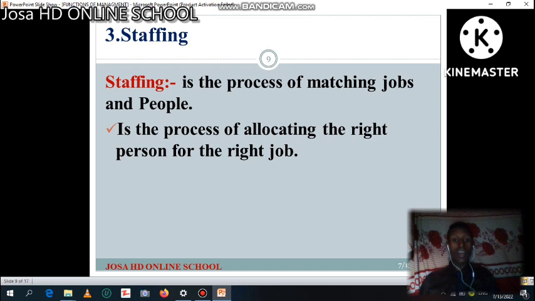Staffing is the process of allocating the right person for the right job. That means after seeing the resources and also the people we have in the organization, the process of allocating the right person for the right job. That means who can do the given job. By seeing this, the manager will allocate the right person for the right job. This is said to be staffing.